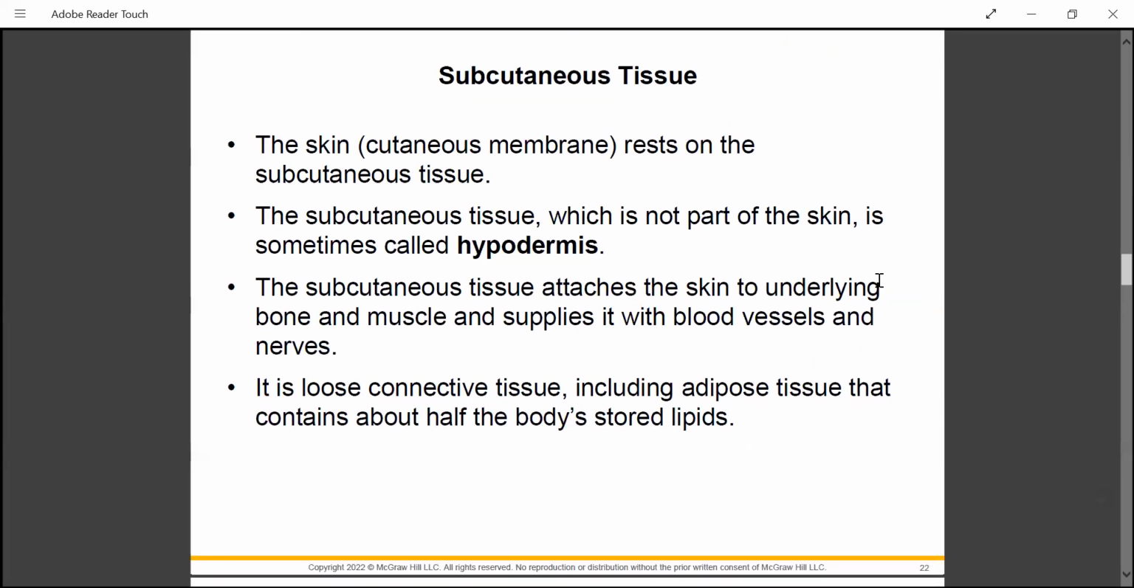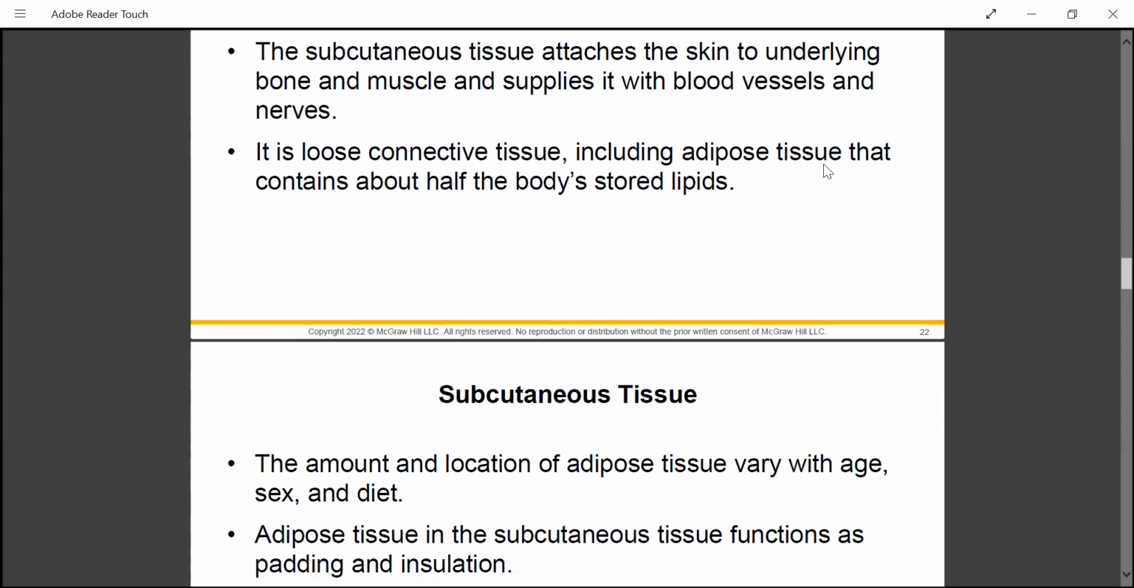Okay, subcutaneous tissue. So this is going to be below our epidermis and dermis. It's our connection or anchor for our skin down to the muscle and bone below it. We said hypodermis is another name for this. We just said that it attaches to the bone and muscle underneath, and our blood vessels and nerves that spread all the way to the dermis go through the subcutaneous tissue as well. It's mostly adipose tissue, and about half of our body's fats are found in subcutaneous tissue.